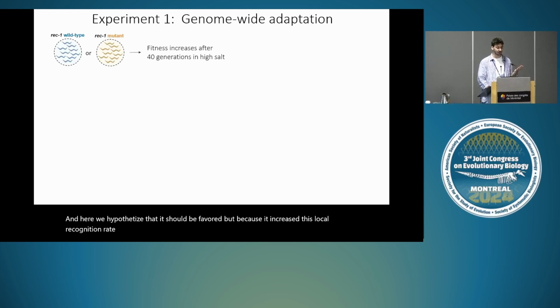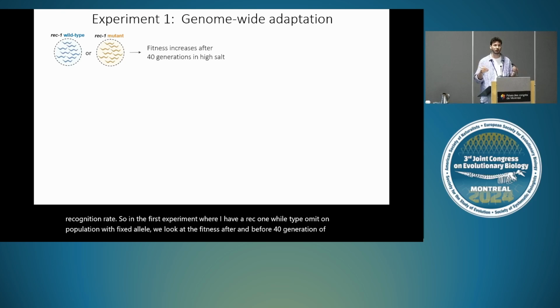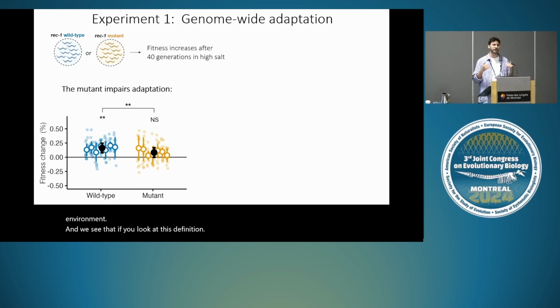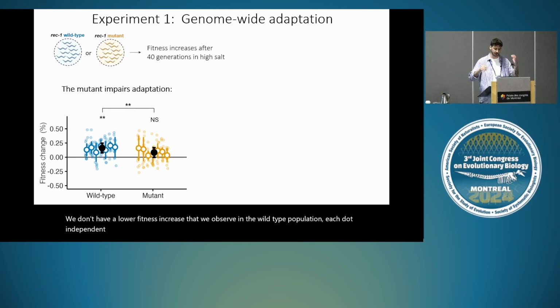So in the first experiment, where I have a REC1 wild-type or mutant population with fixed allele, we look at the fitness before and after 40 generations of adaptation to high salt, which is a stressful environment. And we see that if we look at the fitness change, the mutant has a lower fitness increase than what we observe in the wild-type population. Each dot is an independent experimental evolution population.